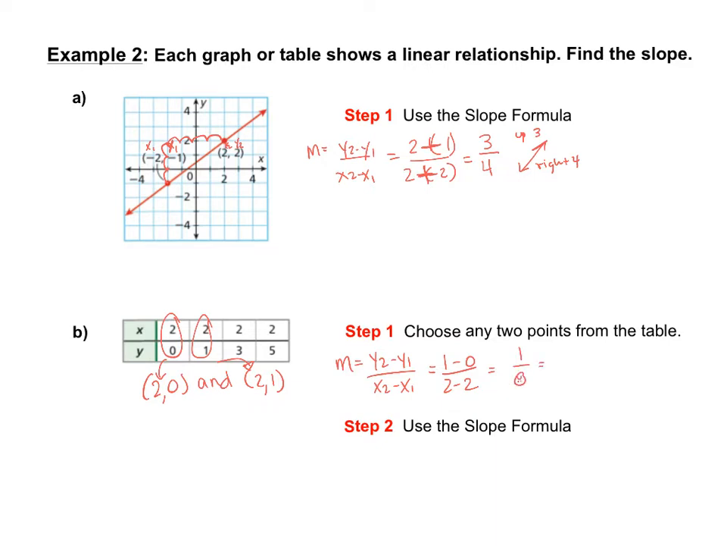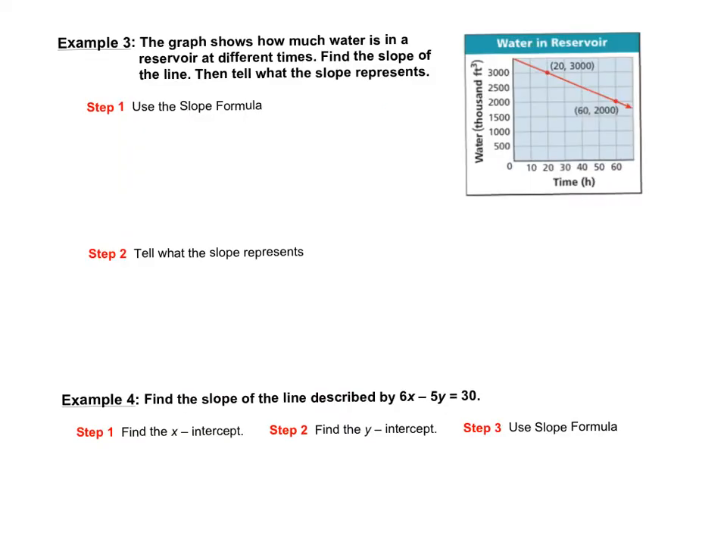With 0 on the bottom, I said this in 4-3, that would be an undefined slope. If you type that in your calculator, 1 divided by 0, you'll get an error.